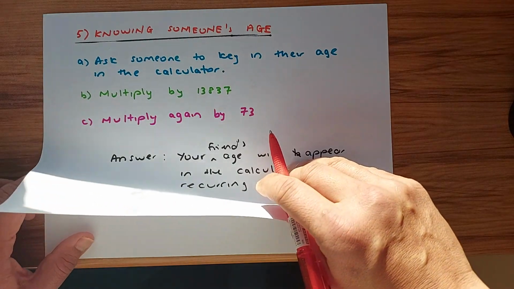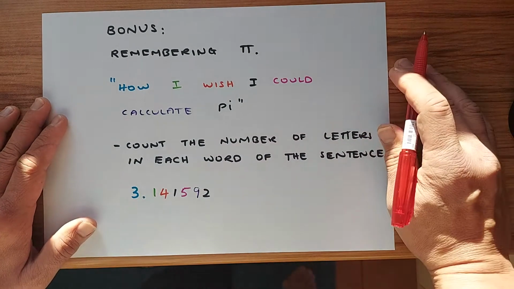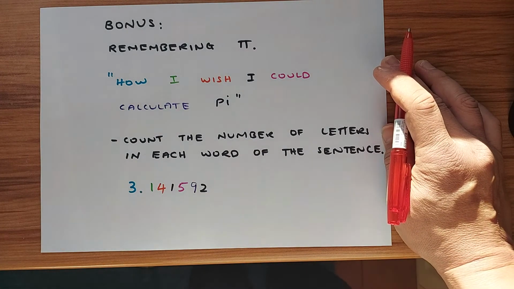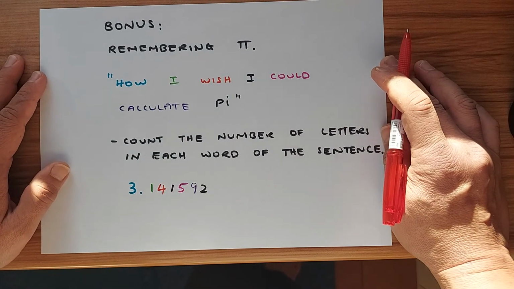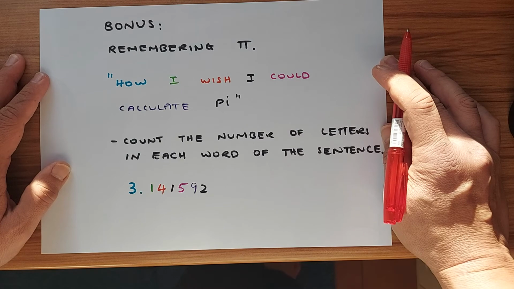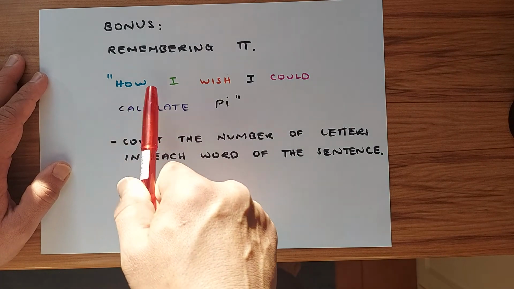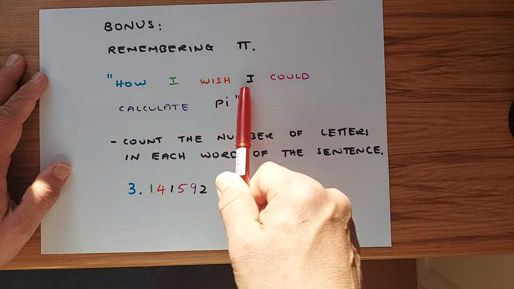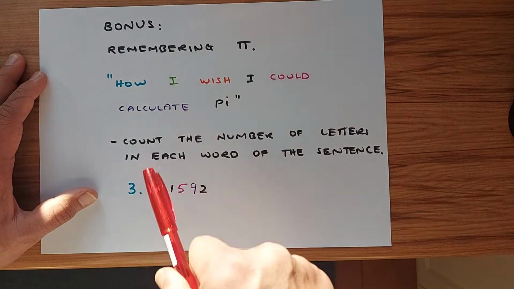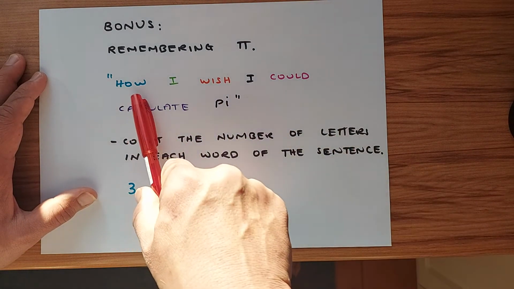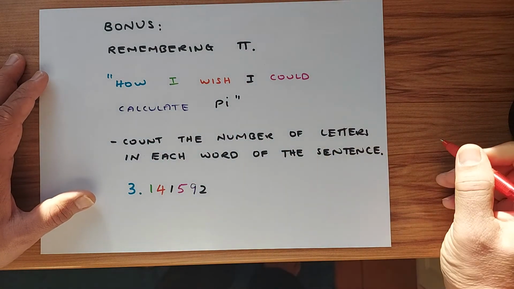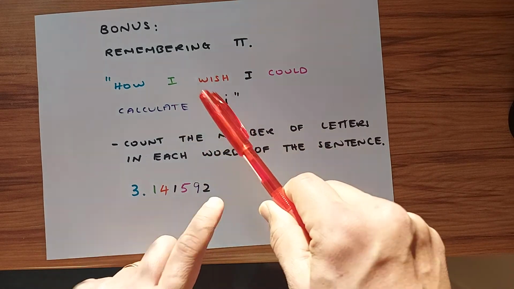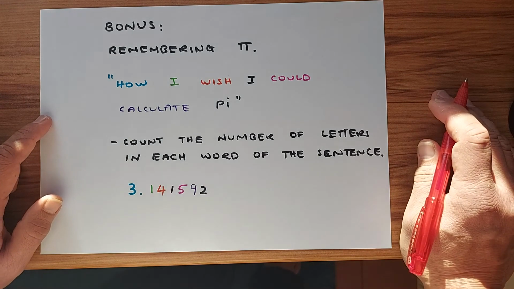Great. Last but not least, we have a bonus. This is not multiplication, but sometimes you want to know the 7 digits of pi. In another video I've done how to memorize 40 digits, but in this video, if you want to remember the 7 digits of pi, here it goes. Remember the sentence, how I wish I could calculate pi. The number of letters in each word will represent the digits of pi. So how is 3, I is 1, wish is 4, and so forth. So how I wish I could calculate pi, that will give you 3.141592. So that is amazing trick number 6, the bonus trick.